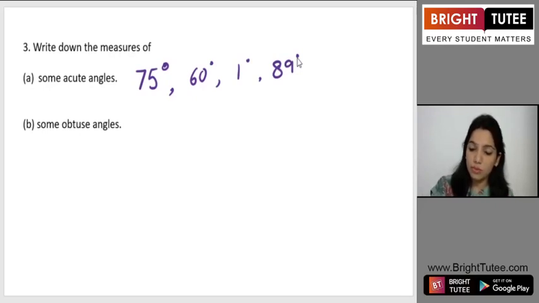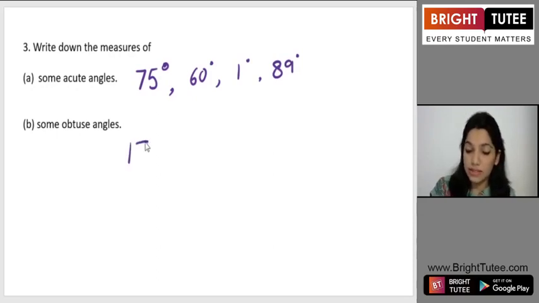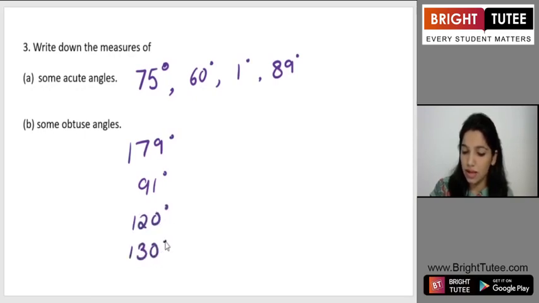Now some obtuse angles, so angles which are greater than 90 but need to be less than 180. So 179 degrees, this is an obtuse angle. 91 degrees, this is an obtuse angle. Then I can write any measurement, 120, 130, etc. So any answer is acceptable for such kind of questions.